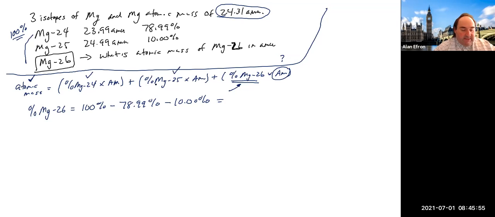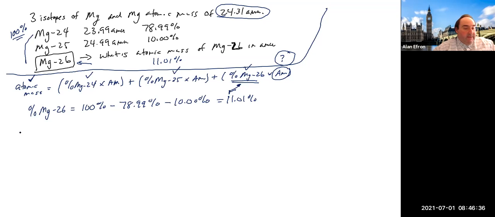If we do that subtraction, 100 minus 78.99 minus 10 gives us 11.01%, which should be the percentage of magnesium 26. So we should now know that this is 11.01%. Any questions on that move right there? That now gives us this, and we really have just one unknown. So we could just make it like a math problem at this point.